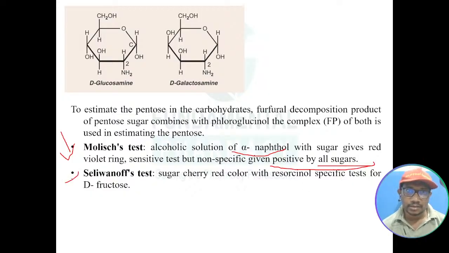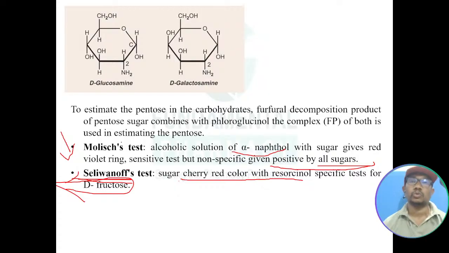And Seliwanoff test is there. Sugar known as a keto sugar will form a cherry red color with resorcinol, है ना. Keto sugar अगर है जिसमें कीटोन फंक्शन है, तो कीटोन reacts with the resorcinol to form a cherry red color. It is a specific test for D-fructose. Question already ऊपर आ चुका है. How can you distinguish between glucose and fructose? There are two tests, Seliwanoff test, rapid furfural test, and there is one more test. Basically there are three tests to distinguish between aldoses and ketoses. देखेंगे अपन ये बाद में.